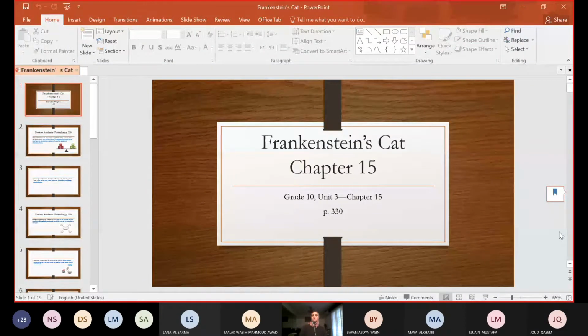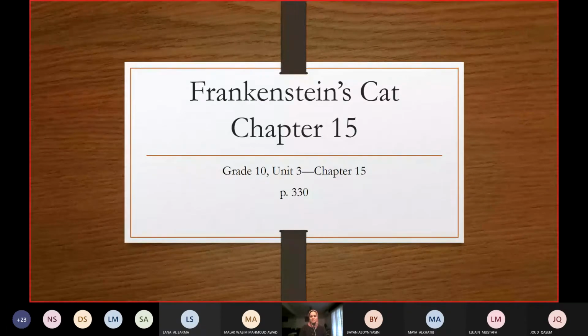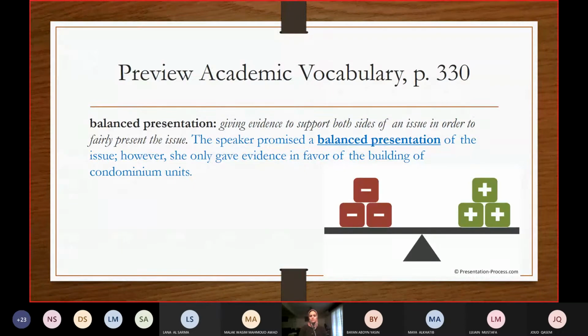Yes. Okay, as we are used to, what do we do at the beginning of each chapter? We take the academic vocabulary, for each chapter, and then we make a connection. The first academic vocabulary word that we will learn is balanced presentation. What is a balanced presentation?